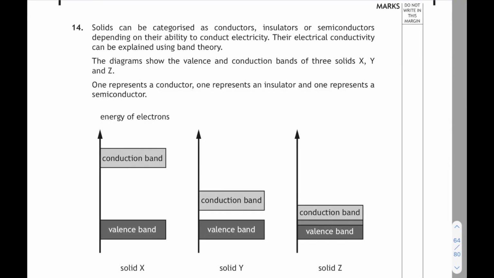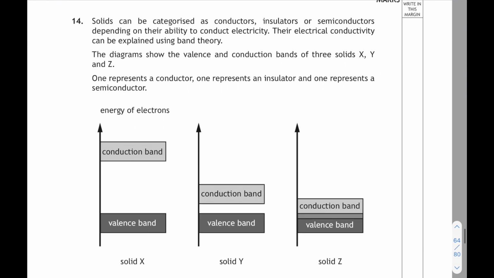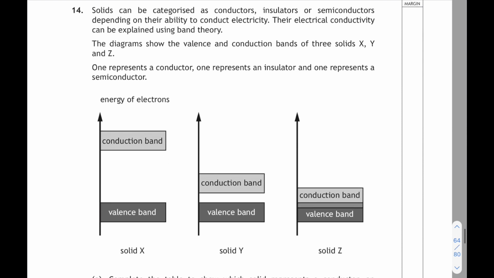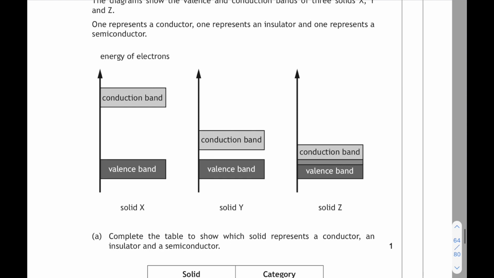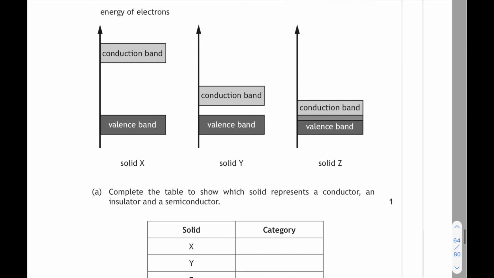This is about semiconductors. Solids can be categorized as conductors, insulators or semiconductors depending on their ability to conduct electricity. Their electrical conductivity can be explained using band theory, and the diagrams show the valence and conduction bands of 3 solids, X, Y and Z. One of these represents a conductor, one represents an insulator, and one represents a semiconductor. And we have to complete the table below to show which is which.